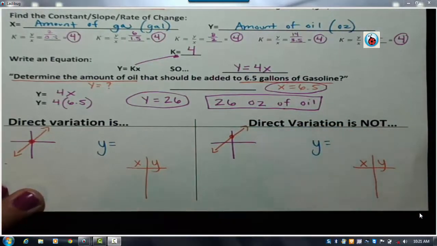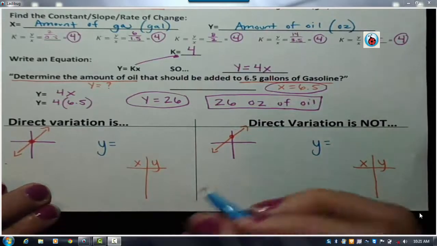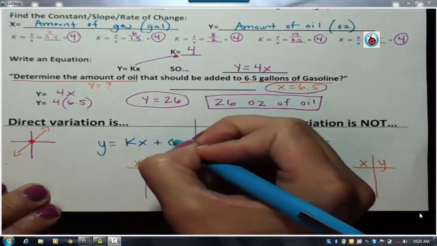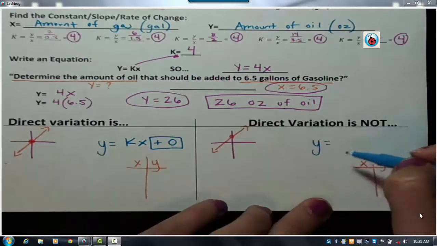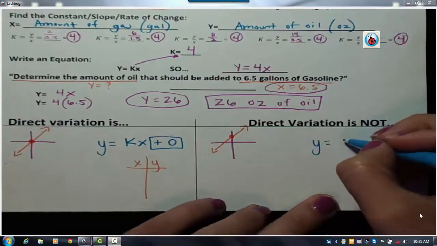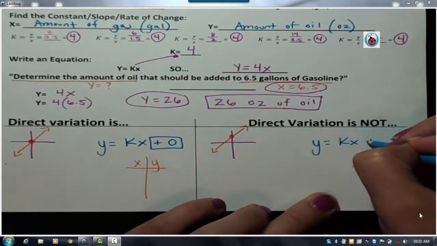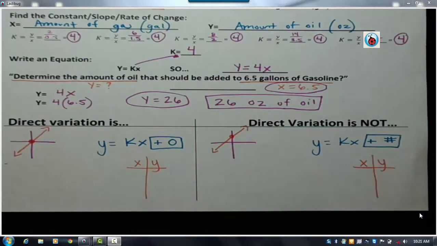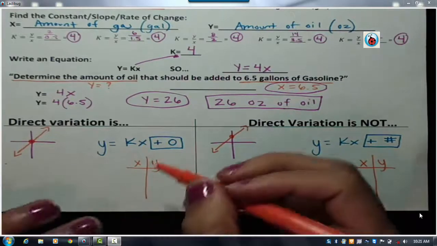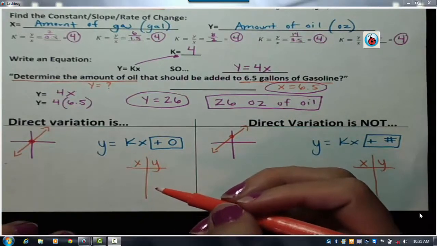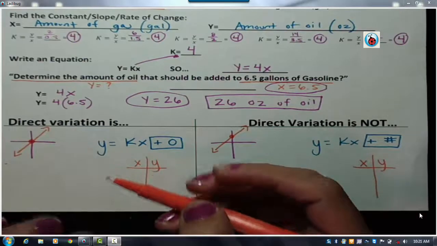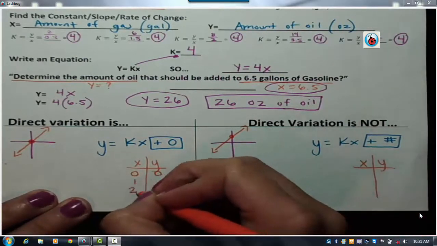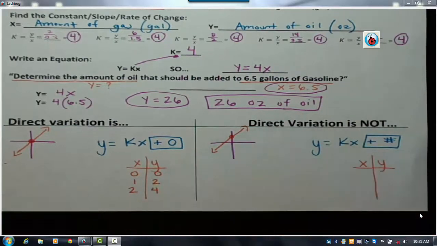If an equation is direct variation, my equation would be y is equal to kx plus 0. An equation that is not direct variation would be y is equal to kx plus or minus any number. To determine direct variation from a table, since it goes through the origin of 0, 0, my table has to have that point 0, 0. And if I extend it, it has to have a constant rate of change.